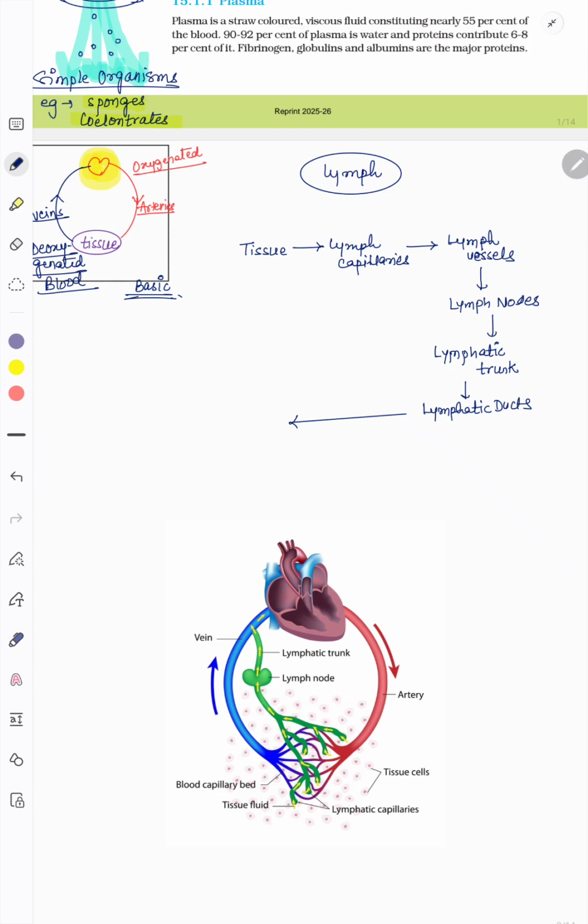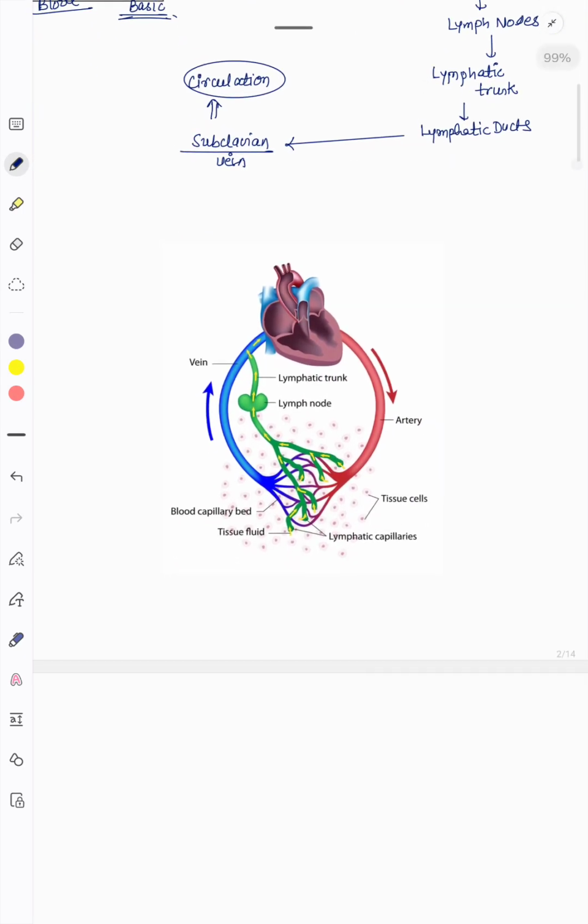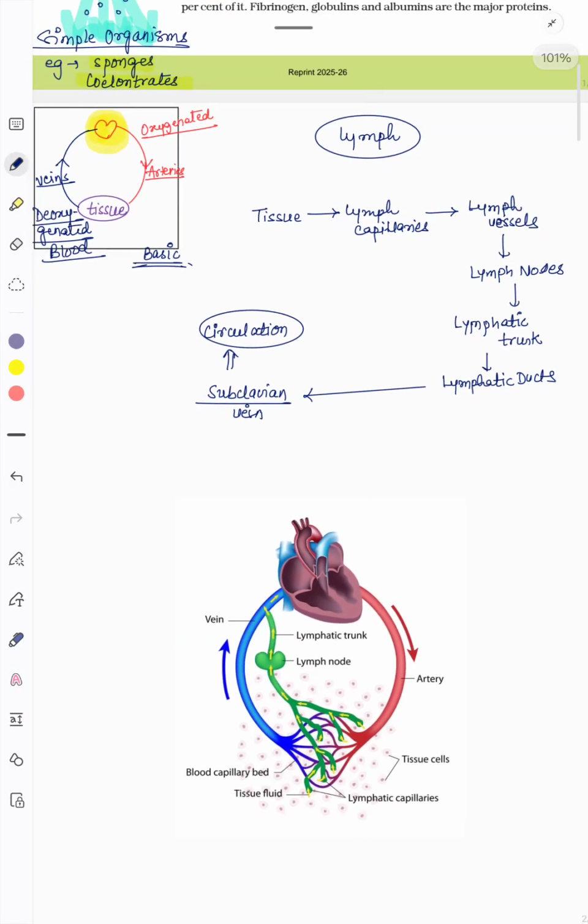So what is subclavian vein? It is a vein which is present in the upper part of the body, neck, thoracic region, right? So it goes to subclavian vein, and from this subclavian vein, it goes to circulation. So this is the path of the lymph, right? So now we have this diagram, how this actually happens. So this is the basic mechanism we have seen, this part.